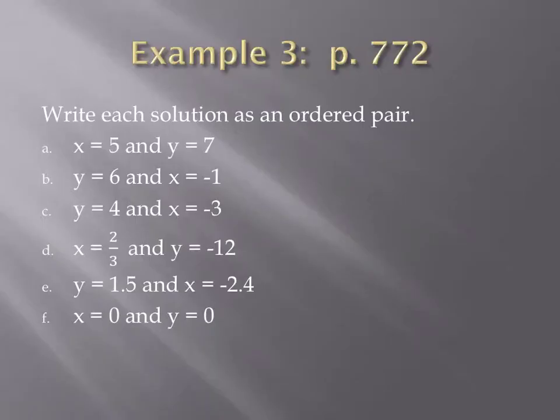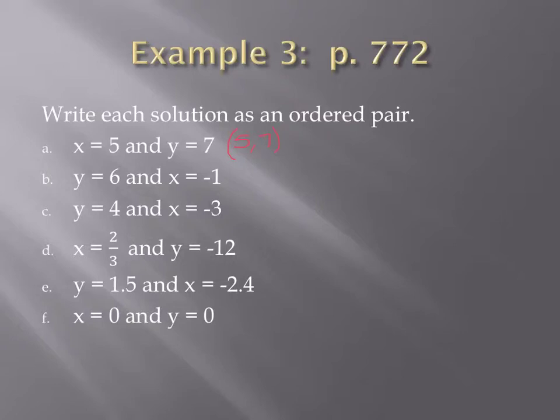Starting in this chapter, we're going to be looking at linear equations. When we're solving for y or for x, that's part of an ordered pair. So for example 3, we're going to write each solution as an ordered pair. So we find the solution that x is 5 and y is 7, we can write that as 5, 7. That's a point that you would be able to graph.